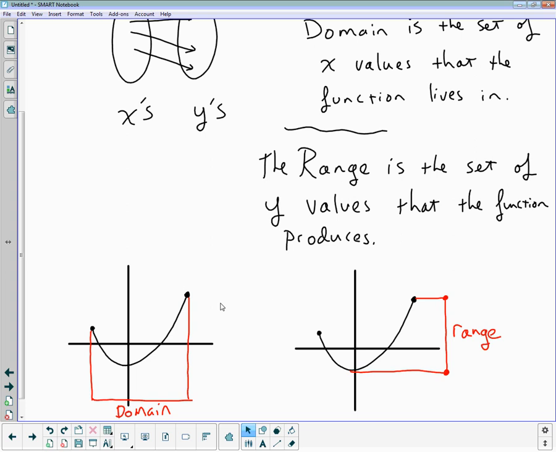Okay, see how I picked the biggest x and the smallest x, and it lives inside there? And then I picked the bottom y value and the top y value? See how I made those choices? Yes? All right.